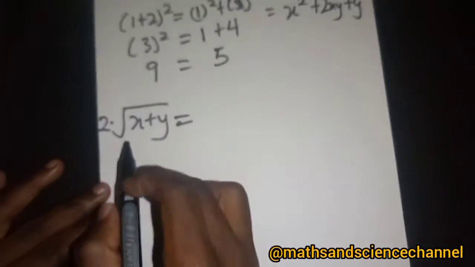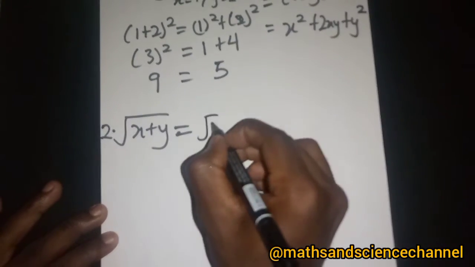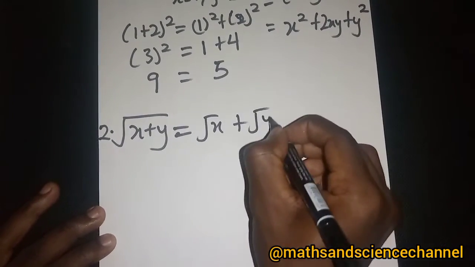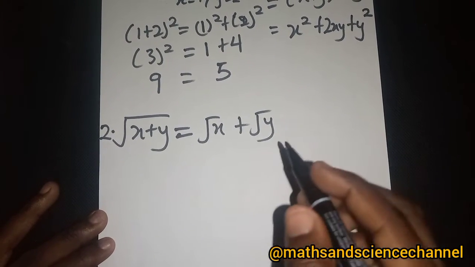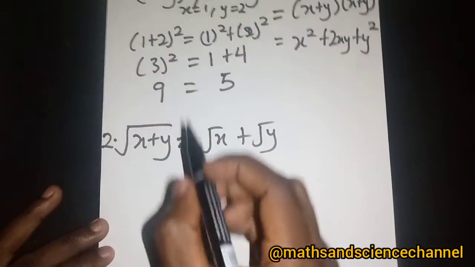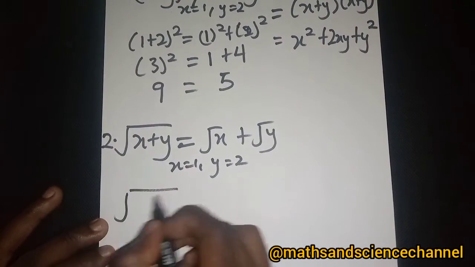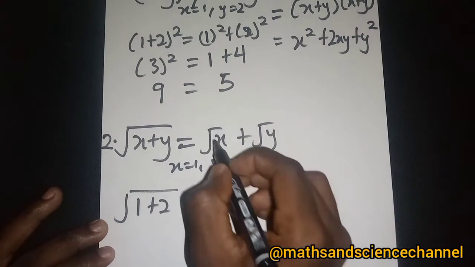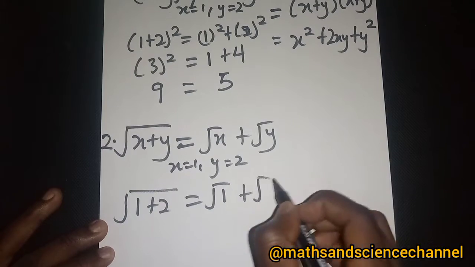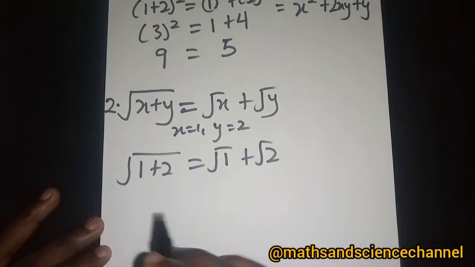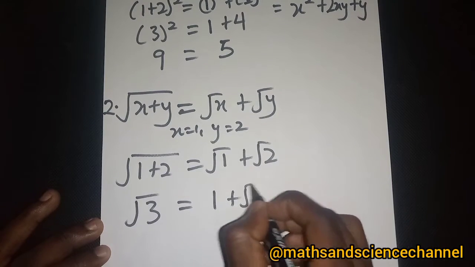Now let's look at this. Here we have the square root of (x + y) being written as the square root of x plus the square root of y. Now the question is, is it the right thing? So let's take x equal to 1, then y being equal to 2. Then we have the square root of (1 + 2), which is the square root of 3, and on the other side, 1 plus the square root of 2.